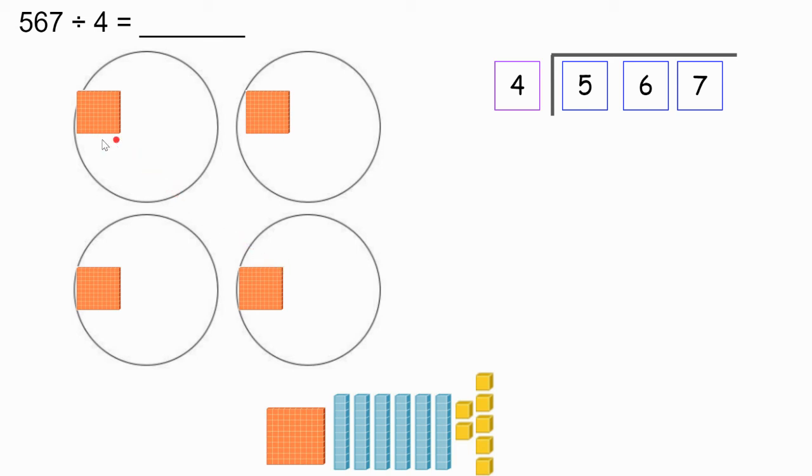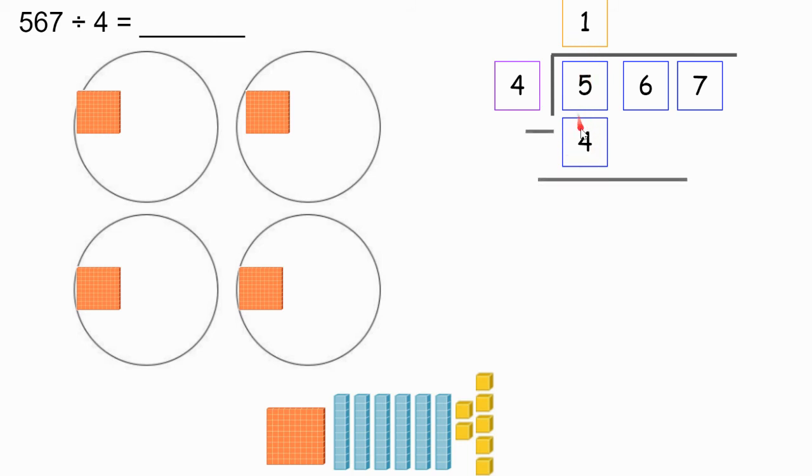We can see each group has 1 flat, so we're going to place 1 up here at the top in the hundreds place since the flat represents the hundreds place in this number. We can also get the 1 here by asking ourselves, what can we multiply by 4 to get closest to 5 without going over? Well, 1 times 4 is 4. So that's how we know that the 1 was going to go up here.